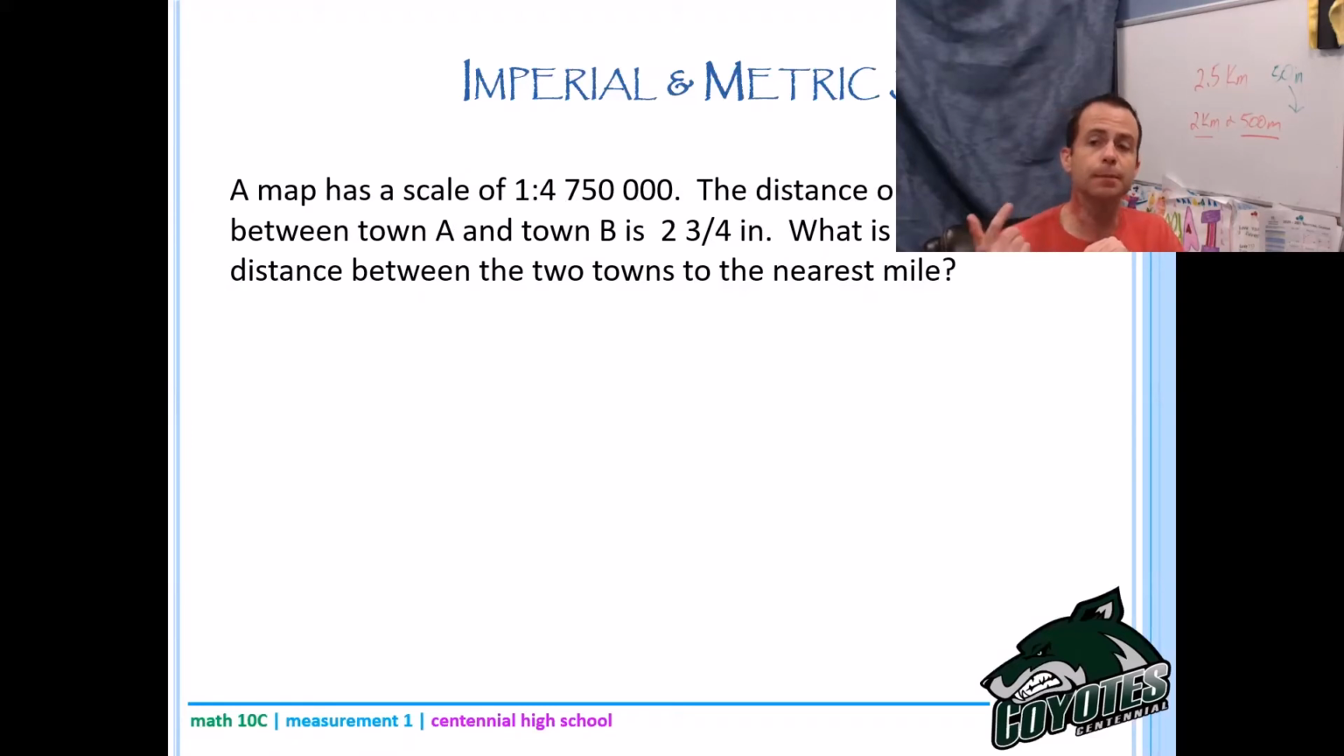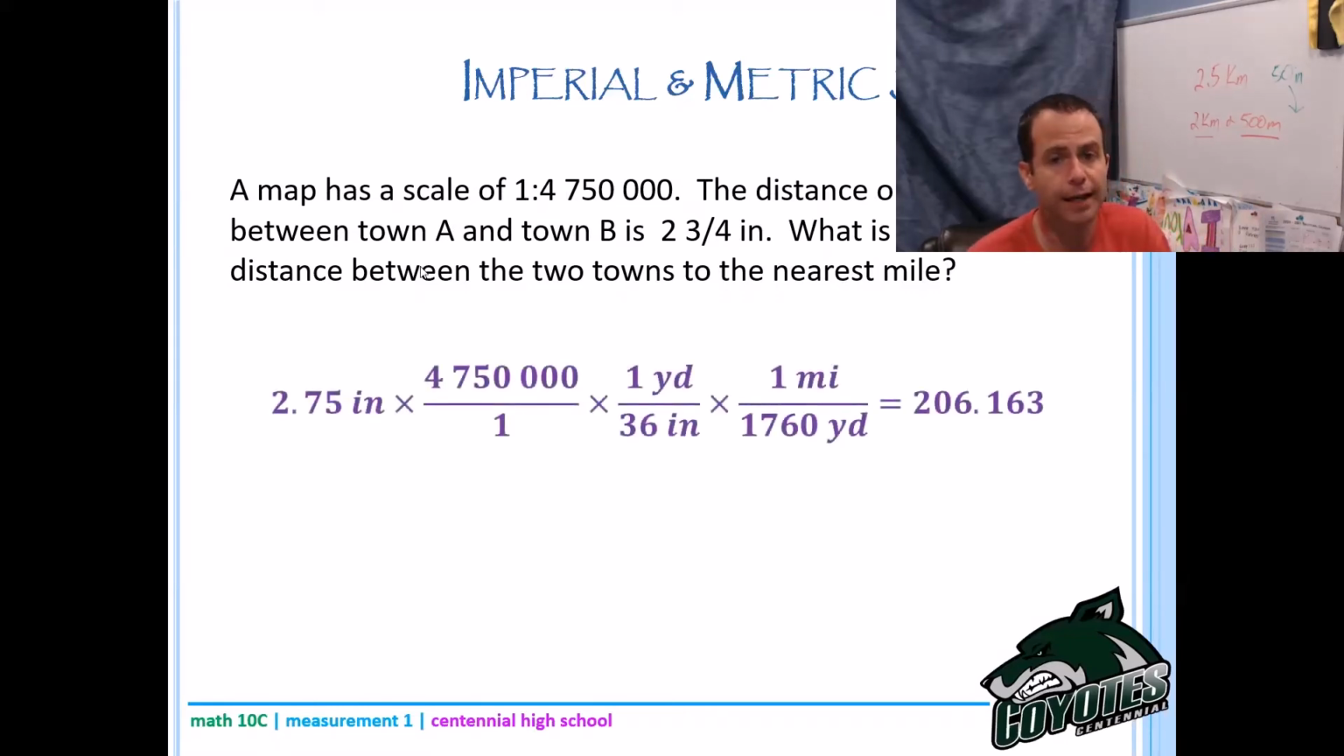So the distance on the map between town A and town B is 2 3/4 of an inch. What's the actual distance between the two towns? Okay, and then we have to go to the nearest mile as well. So 2 3/4 of an inch, I'm just gonna write that as a decimal, 2.75, okay? Just because 3/4 is a nice decimal, so it's okay to do that in my math. And I have to figure out how many real inches I have first. So that's why I multiply by 4,750,000.